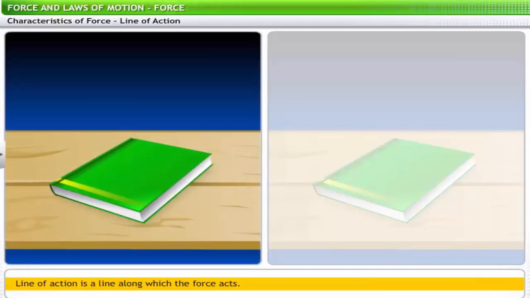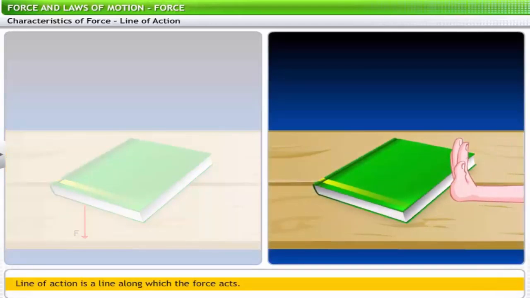Consider a book kept on a table. Do you think it exerts any force on the surface of the table? Doesn't look like it, does it? In fact, its weight acts as a force downwards on the table. You can say that the line of action of force is downwards.